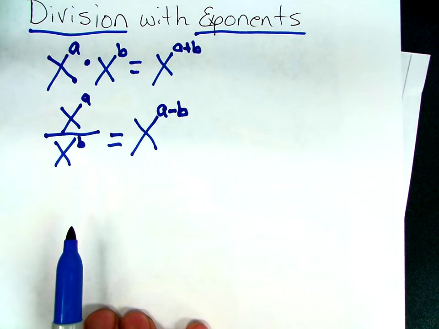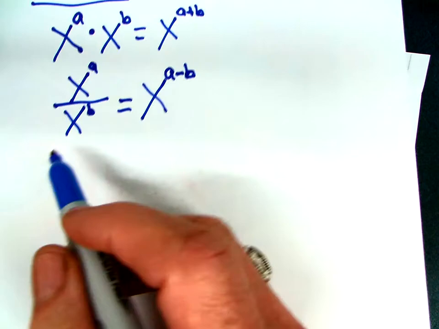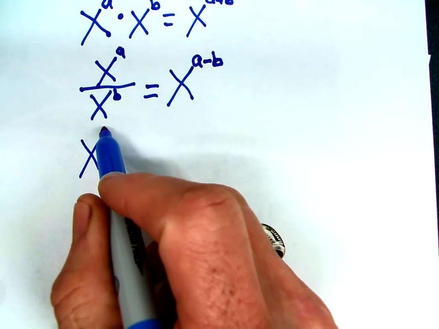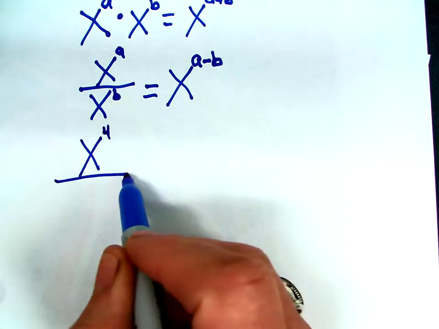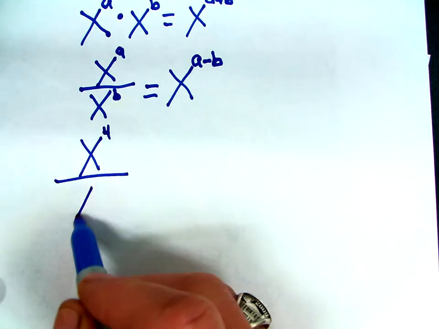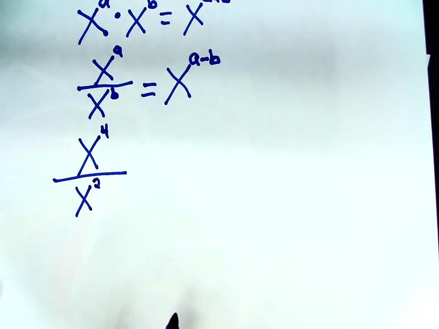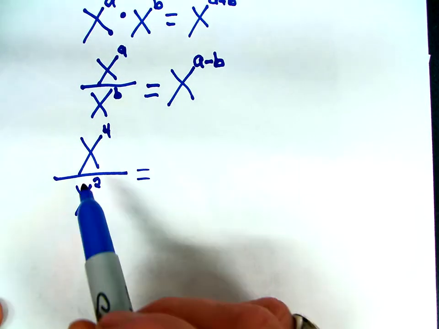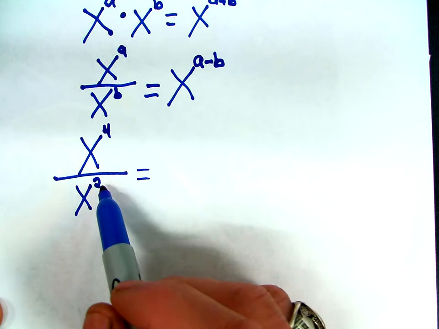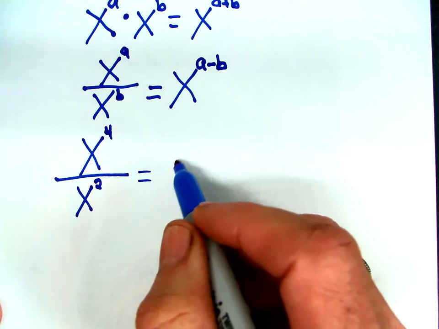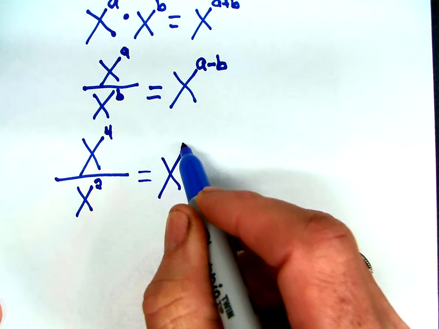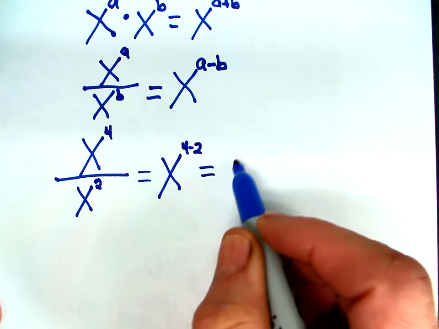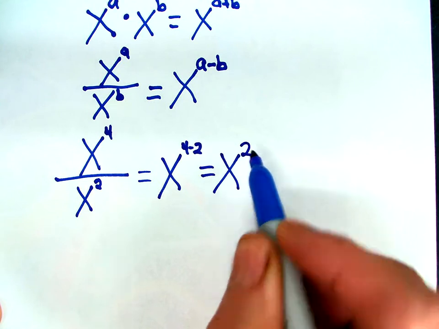So let's see how that's going to work. If I have something like x to the fourth being divided by x squared, the rule says you take the exponent of the one on top and subtract the exponent on bottom. So it's x to the 4 minus 2, which would equal x to the second power.